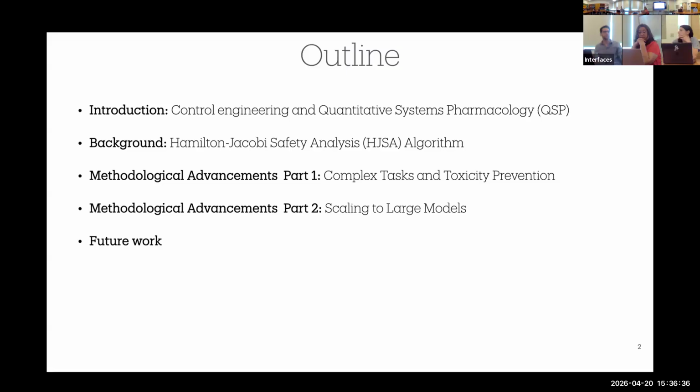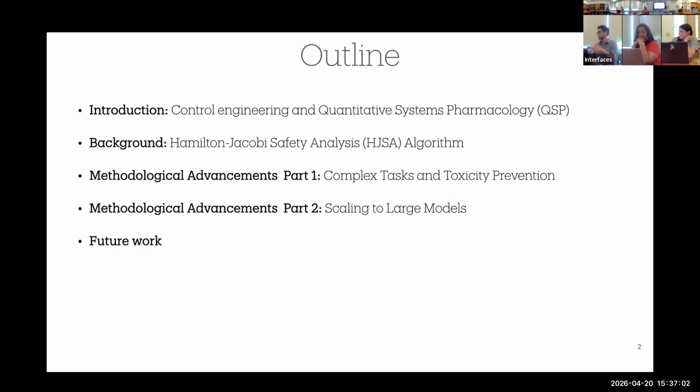This algorithm was really developed more for traditional engineering applications like robotics, and certain things come up when you go from robotics to biology that need to get fixed. I group them into two sets of problems. One is complex tasks and toxicity prevention, where I think we've more or less solved the problem, which is pretty cool. And one is on scaling to larger models.